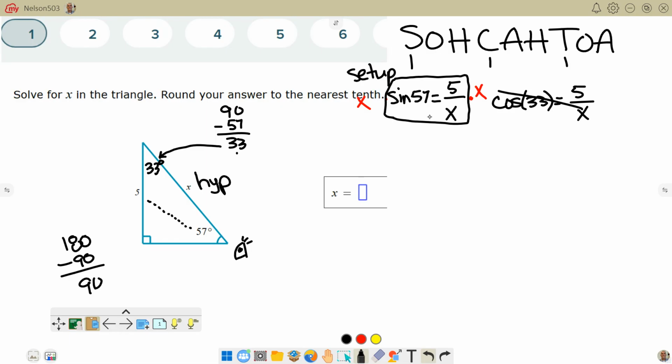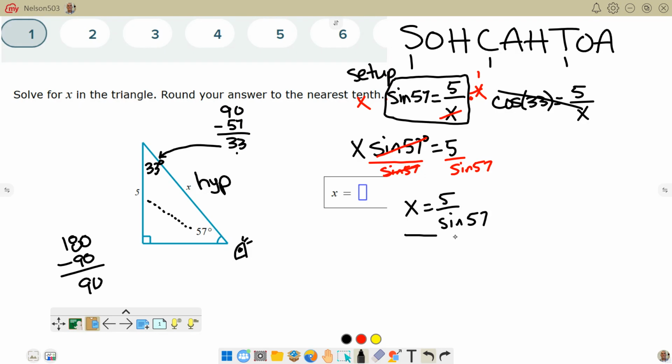Now, once I have the setup, I'm multiplying both sides by x so I can get the x out of the denominator. These divide out to 1. On the other side, I now have x times the sine of 57 degrees is equal to 5. Now I'm going to divide both sides by the sine of 57. These guys right here divide out to 1, and I'm left with x equals 5 divided by the sine of 57.